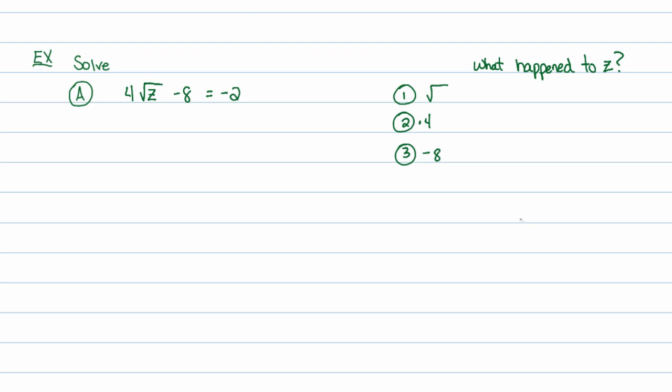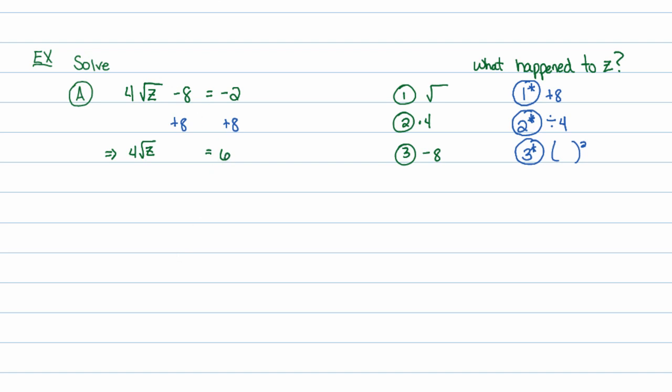To untie a knot, we just do the opposite of each of these actions in reverse order. So we're going to do the opposite of subtracting 8. We're going to add 8. We'll do the opposite of multiplying by 4. We're going to divide by 4. And finally, we're going to do the opposite of taking the square root. We're going to square both sides. So let's go ahead and do that. Add 8 to both sides. And we get this wonderful 4 times the square root of z is equal to 6.